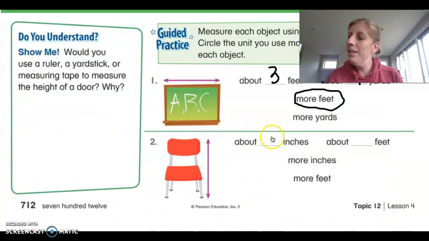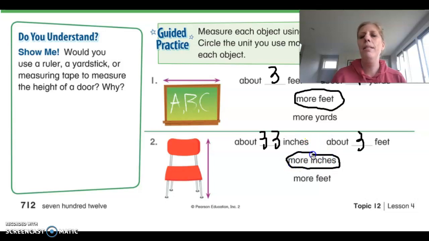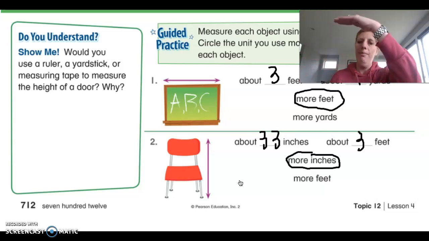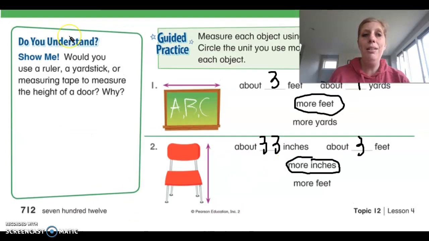All right, so it was 33 inches. And 3 feet. So which did it take more of? Inches or feet? It took more inches. Why is that? Because inches are smaller, okay? So if your unit's smaller, it takes more of them, right? That makes sense because you'd have to take a lot more of those orange inch squares to stack up from the bottom to the top of the chair versus the foot rulers. All right, you may start your independent work now.